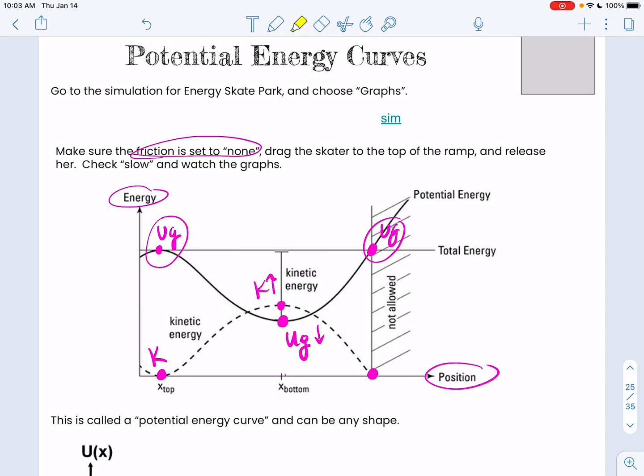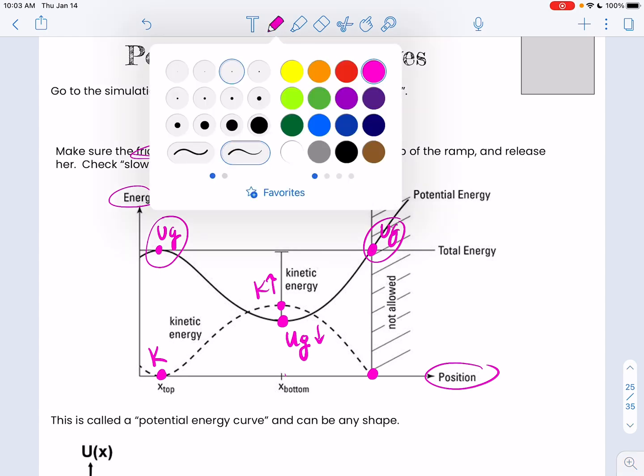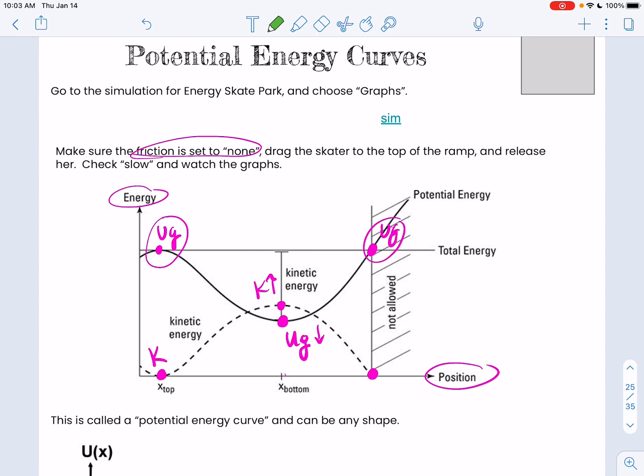When you're looking at these graphs, you can add up however much the kinetic energy is, and the potential energy is going to add up to the total. Sometimes they ask you about what they call a disallowed or not allowed region. If this is a vertical position, top to bottom, anything past that max height is not going to be allowed, because he can never get higher than he was when he started.